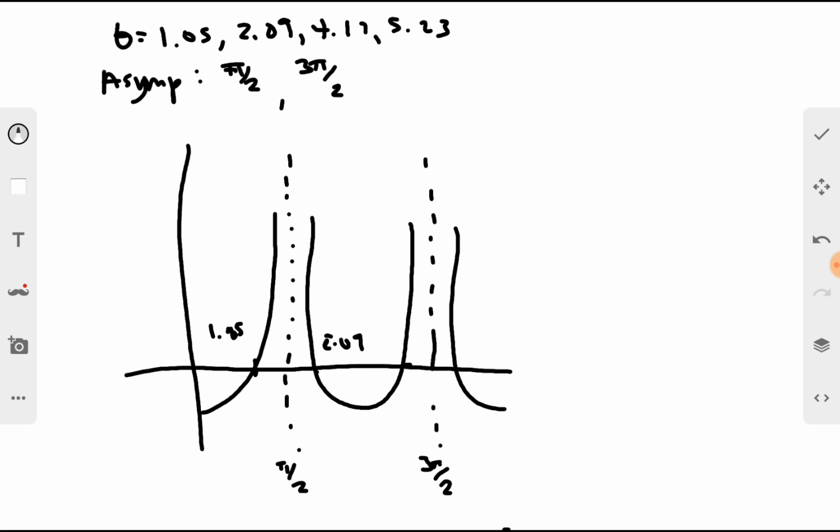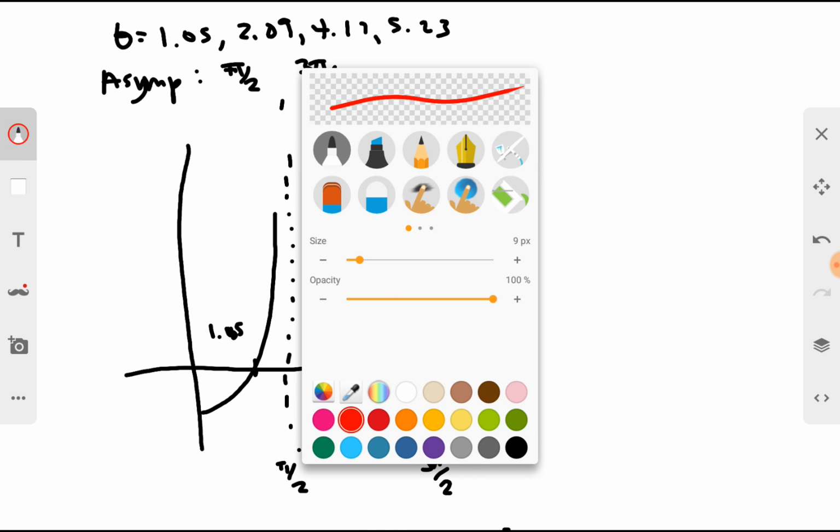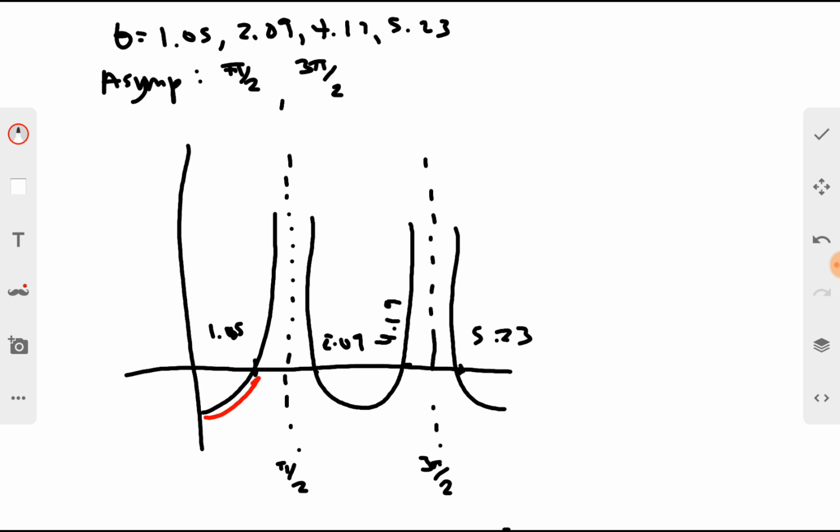The next one is 4.19. Here we go, we'll go sideways. 4.19. And then this one is 5.23. Okay, so you want to go through and label all those points. And then we are looking for below the x-axis. So we want this piece right here, this piece right here, and this piece right here. Okay, those are the parts of the graph that are below the x-axis.